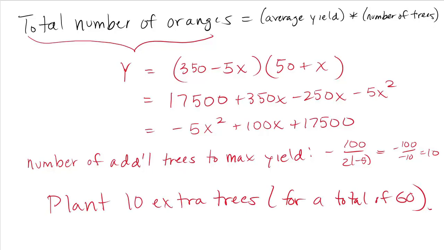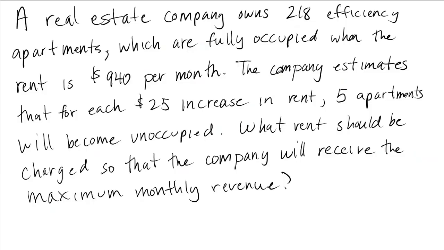Let's try one more. A real estate company owns 218 efficiency apartments which are fully occupied when the rent is $940 per month. The company estimates that for each $25 increase in rent, 5 apartments will become unoccupied. What rent should be charged so that the company will receive the maximum monthly revenue?